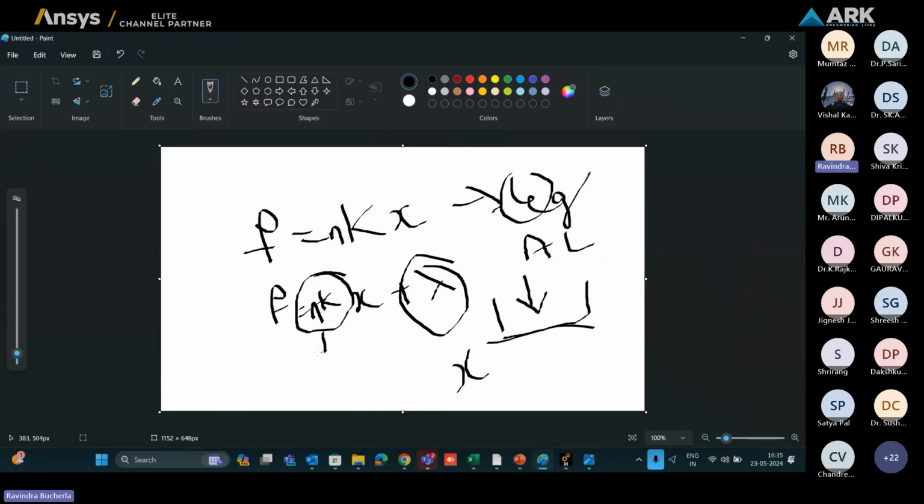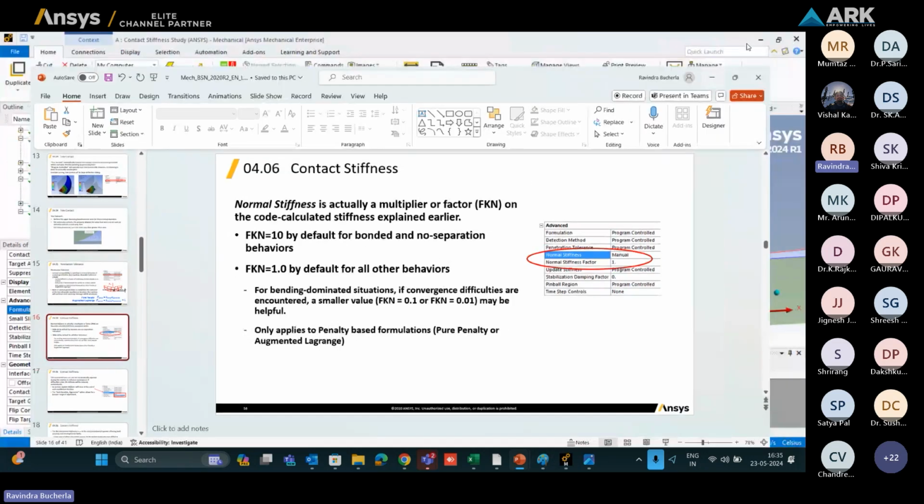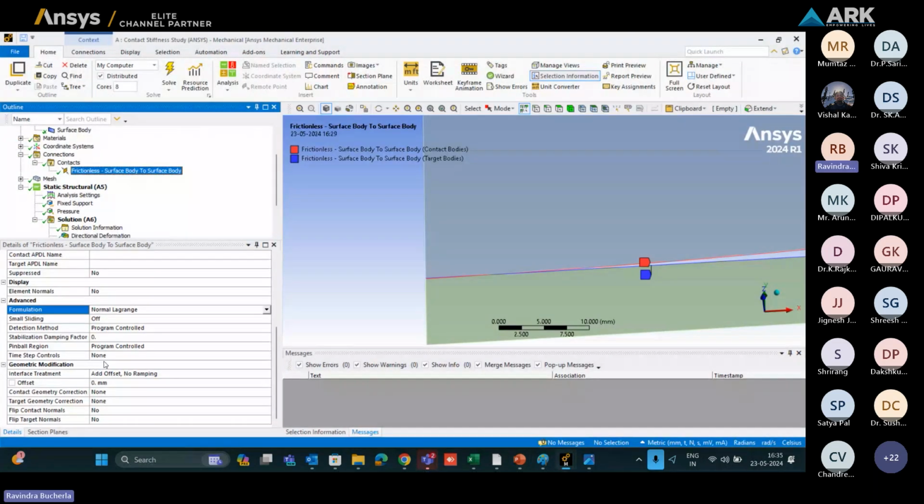Okay, so for nonlinear contacts, the N value will be 1, and for linear contacts, it will be 10 by default. How this N value will affect the results, I will show, and then we will close the session.